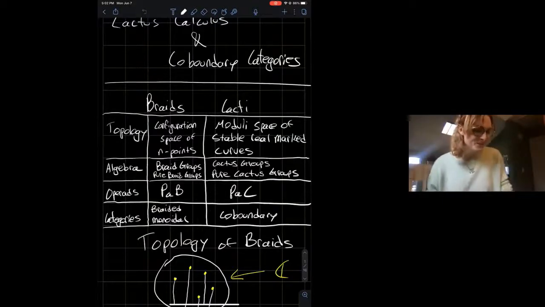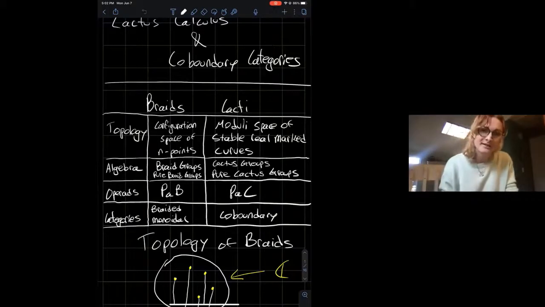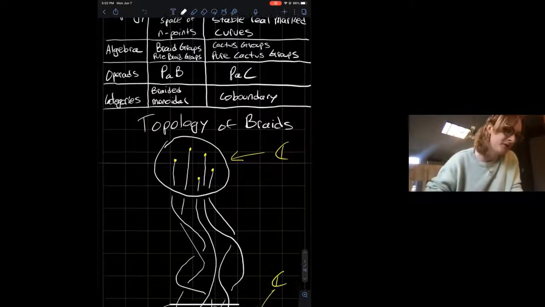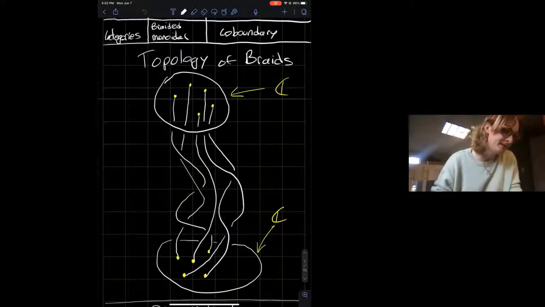And then using those groups, we can build these operads called the parenthesized Braid and Cactus operads. And then we can classify braided monoidal and coboundary categories as algebras over these operads. So to begin, I'm going to talk about the topology and algebra side of the braids.